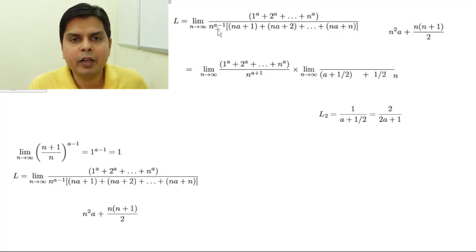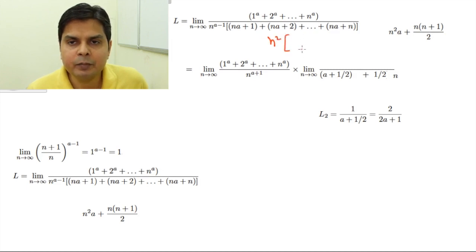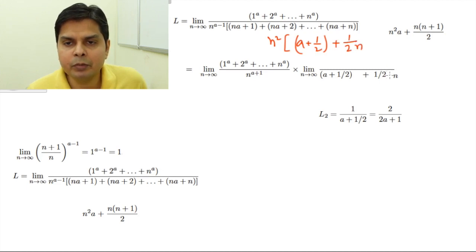So I have to find the limit of this thing. I have made this n to the power a minus 1. This is the whole thing, n square a plus n plus 1 by 2. If I separate it into two parts, this will be my first part. What I am doing is taking this n square common outside. When I take n square common outside, a plus half will be one term, plus I was having this n by 2, so that will become 1 by 2n. I have taken n square common outside.